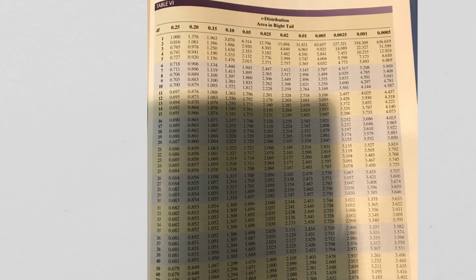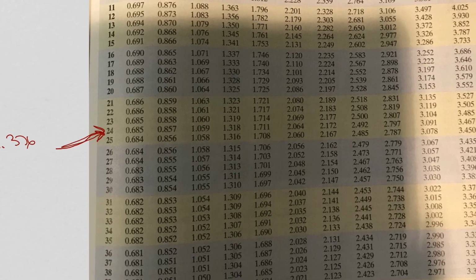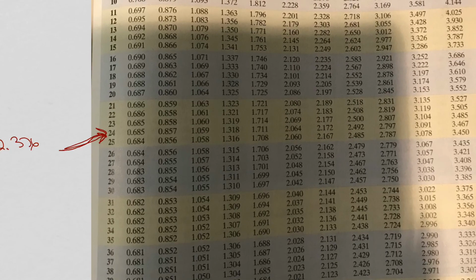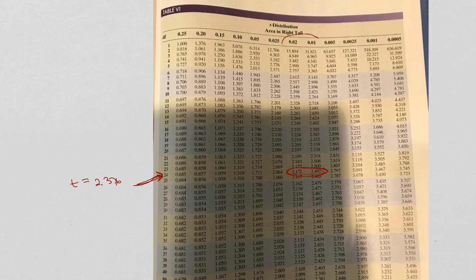Right here, we go to a sample of size 24, which is right there. And remember, the t-score is 2.376. If we blow this up, 2.376 occurs between here and here, which represents these p-values. So that says the p-value is between 0.01 and 0.02.